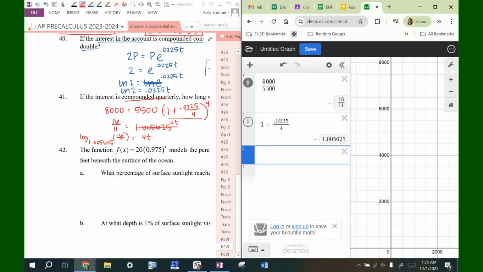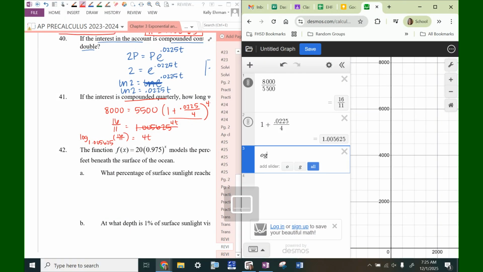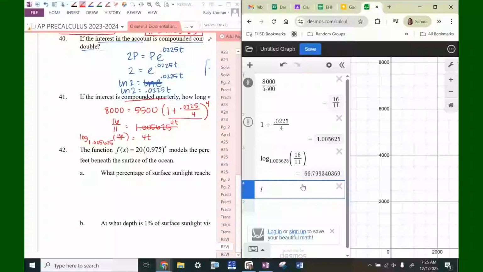To be honest, I'm kind of new to Desmos with logs. So let me see. Can I log this base of 16 over 11? Let's see if it likes that. It likes that. I'm going to double check to see if that's an actual correct number. If I do log, by the way, how did I get that underscore? I did shift hyphen to get an underscore.